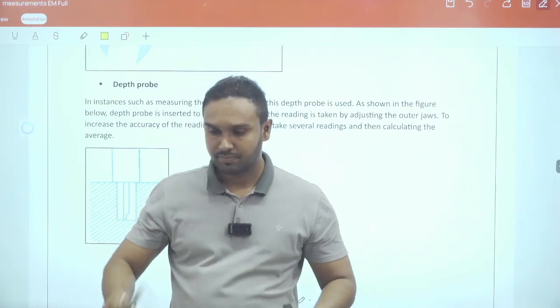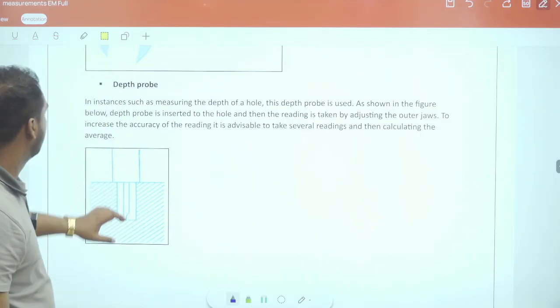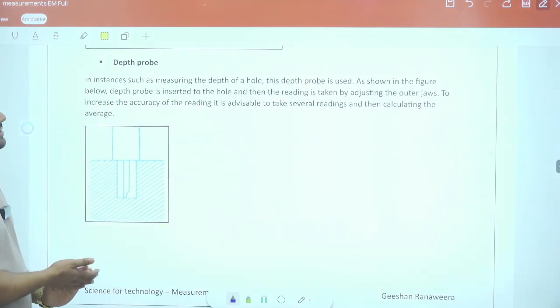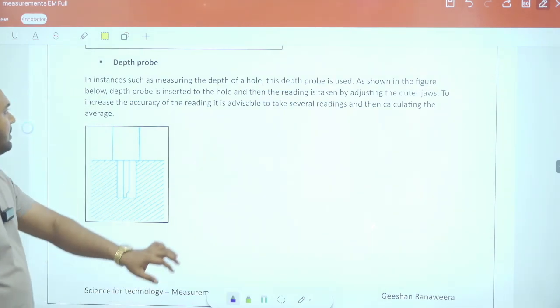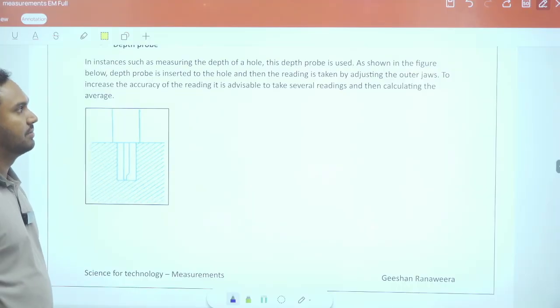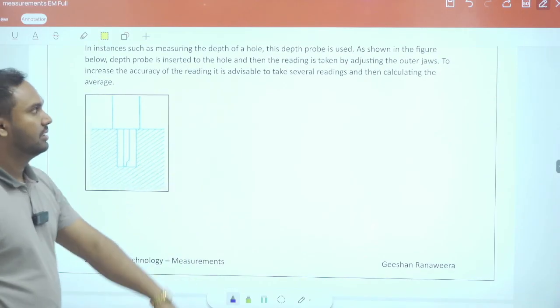Right? So listen, depth probe. In instances such as measuring the depth of a hole, this depth probe is used. As shown in the figure, the depth probe is inserted into the hole and then the reading is taken by adjusting the outer jaws. To increase the accuracy, you have to take several readings.